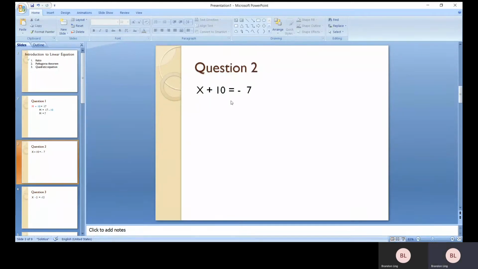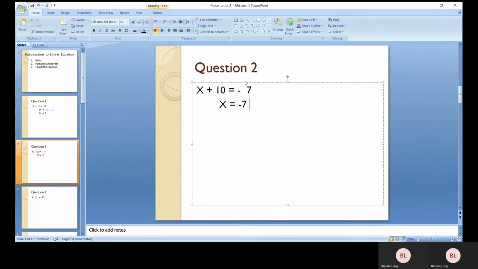Next question. x plus 10 equals negative 7. So negative 7, negative 10. Why is it negative 10? It's because of the plus 10 here. When you shift plus 10 to your right side, you get a negative 10. So your final answer will be x equals negative 17.